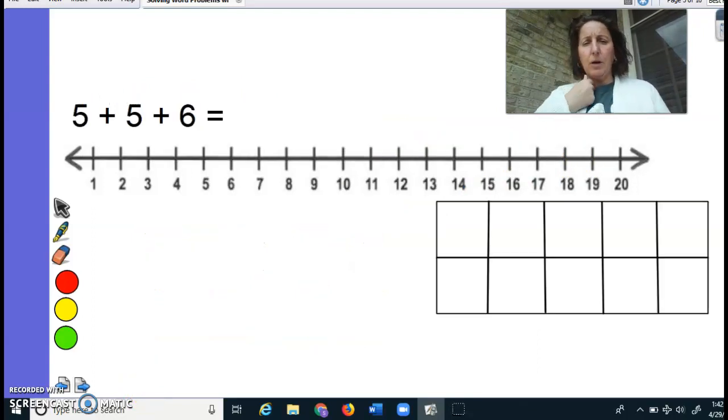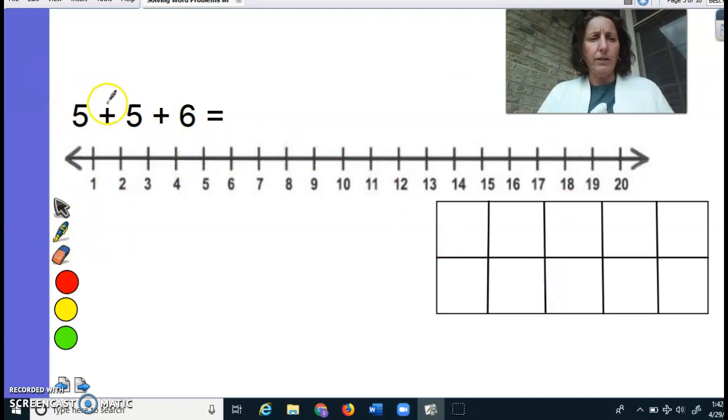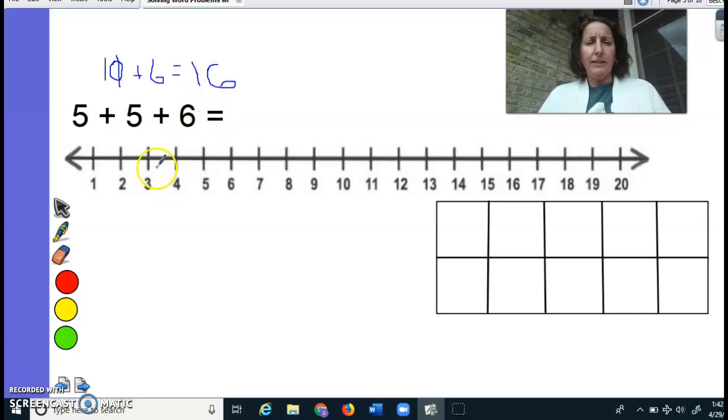Let's take a look at our second problem, just another example. And this one, I'm not going to use the 10 frame or the number line. I want you guys to think about how we can look at these two numbers and see a combination of 10. So we know that 5 and 5 make 10. So we have 10, and then we're going to add that last number, which is 6. And we know whenever we add something to a 10, we just take that 0 off and put that number there. So we know our answer is 16. I'm doing such a terrible job drawing on here today. But our answer is 16.